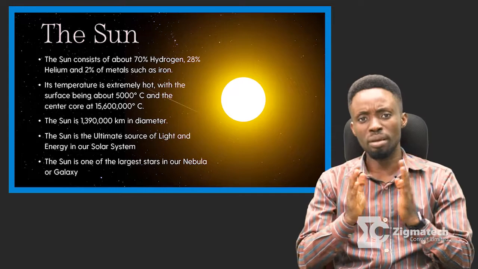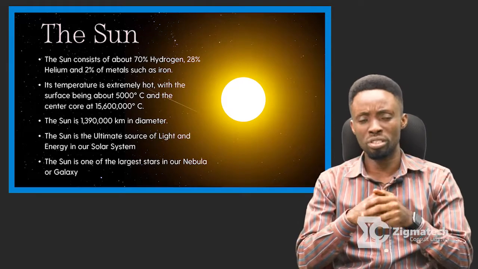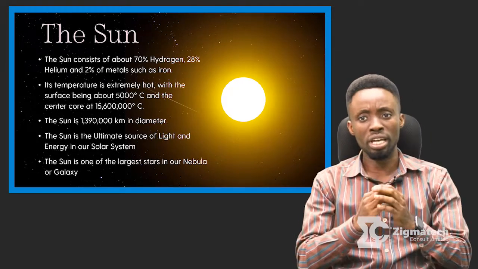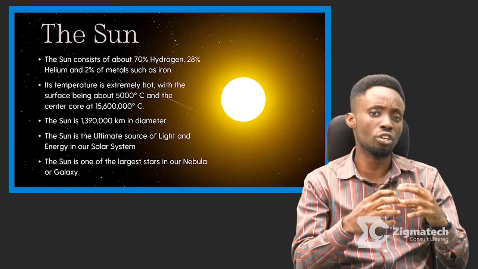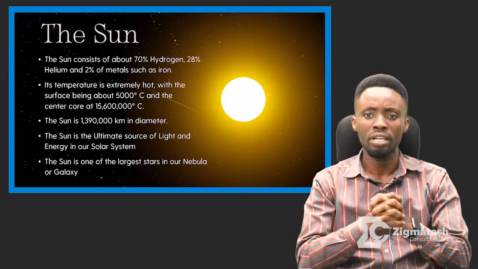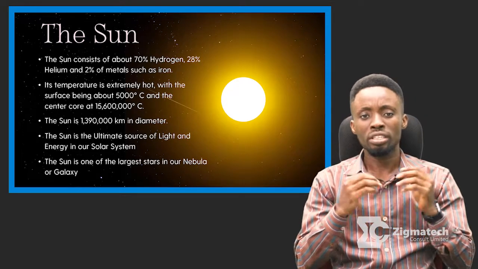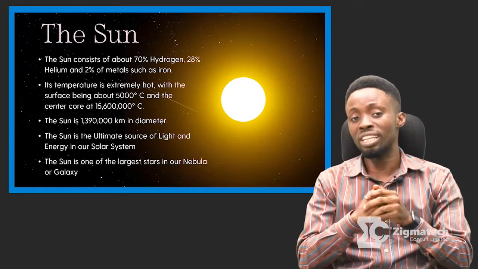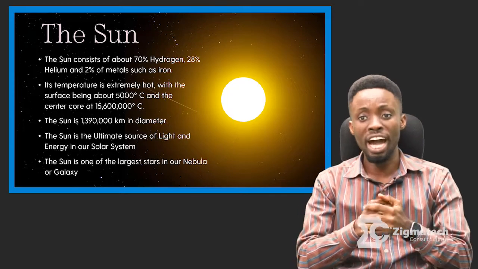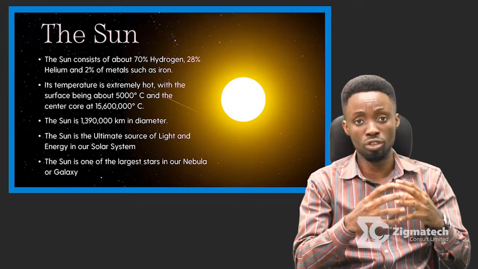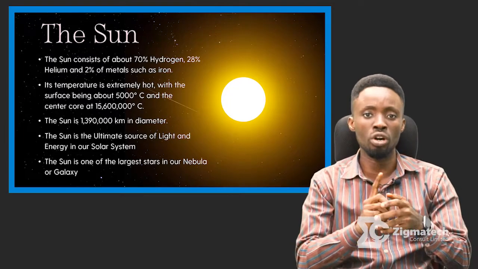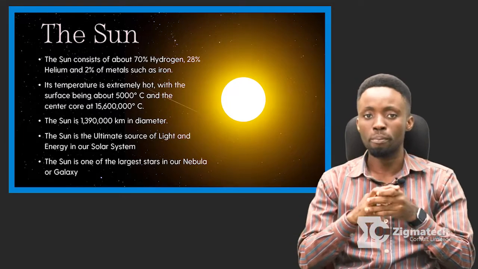Now, the sun in terms of diameter is about 1.39 million kilometers wide, and the sun is considered the chief source of energy in our solar system. And also, the sun is one of the largest stars we have in our galaxy. Like I said previously, we have billions of stars in our galaxy, and the sun is one of them.